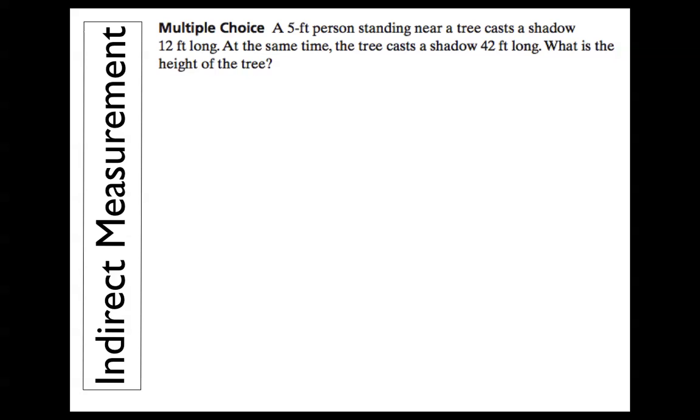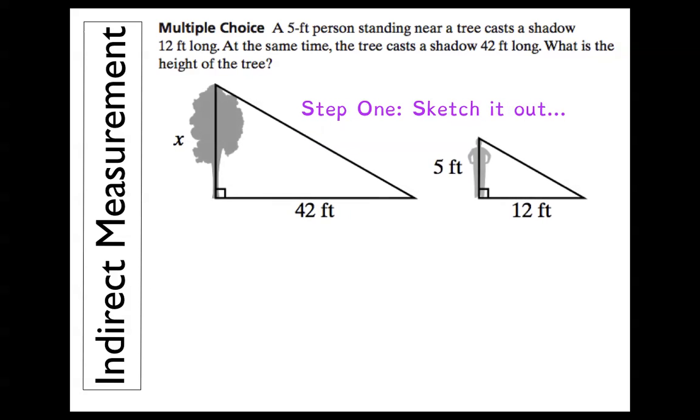So here's an example of what that might actually look like. A 5-foot person is standing near a tree, and the person casts a shadow that's 12 feet long. The tree also casts a shadow that's 42 feet long. What's the height of the tree? Well, step one, we've got to sketch this thing out so that we can visualize it. So here's a quick sketch. There's a tree, we don't know how tall it is, and its shadow is 42 feet long. There's a person, we know their height, they're 5 feet tall, and we can measure their shadow is 12 feet long. So we can use this to help us discover the height of the tree.